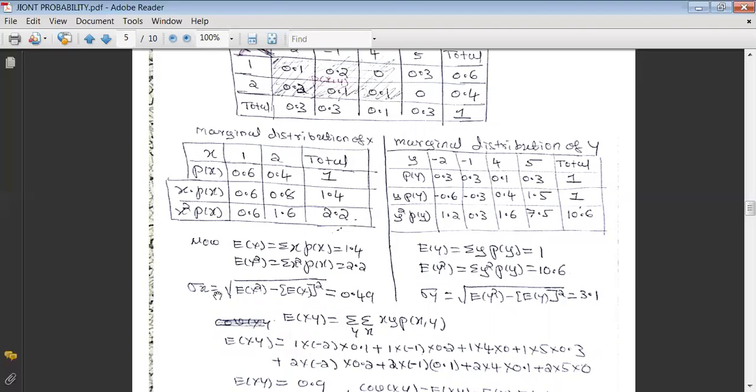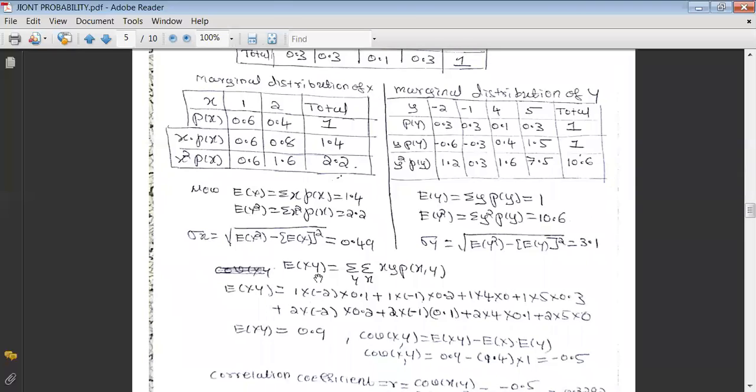Now, the standard deviation of x is given by the square root of expected value of x square minus expected value of x whole square. Once we calculate this using these two values, it results in 0.49. The standard deviation of y is given by the square root of expected value of y square minus expected value of y whole square, and that results in 3.1 using these values.